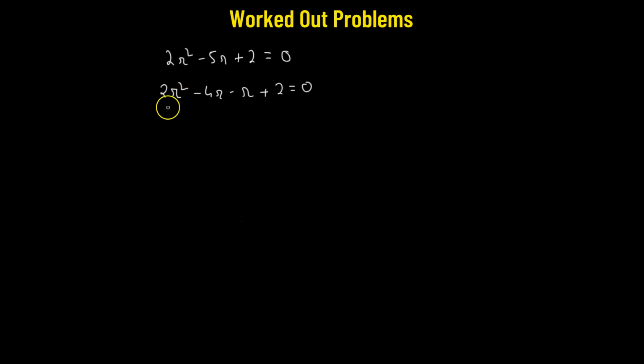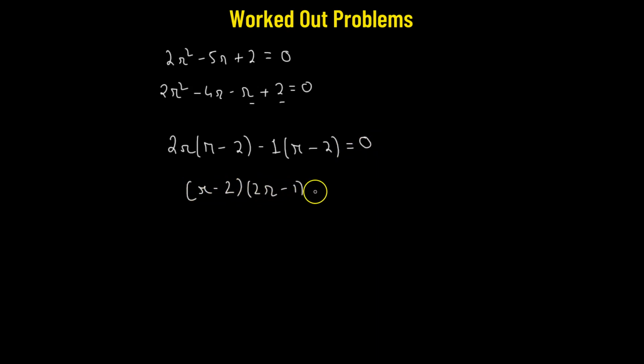So we can combine the first and the second term by taking 2r as the common factor. So we have r minus 2. Then we can combine the third and the fourth term by taking negative 1 as the common factor. So negative 1 times (r minus 2) equals 0. So this is going to give us (r minus 2) times (2r minus 1) equals 0. Solving for r, we're going to get two values. So r could be equal to 2 or r could be equal to 1/2.